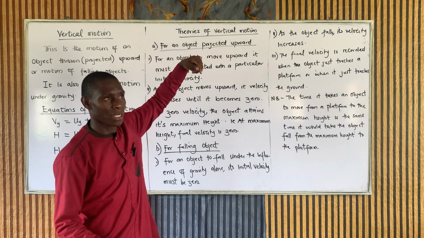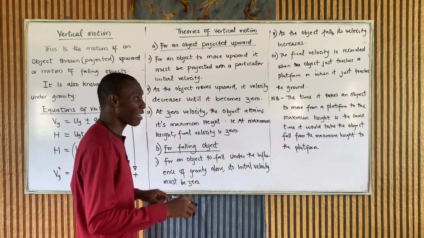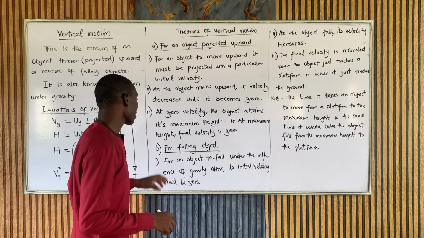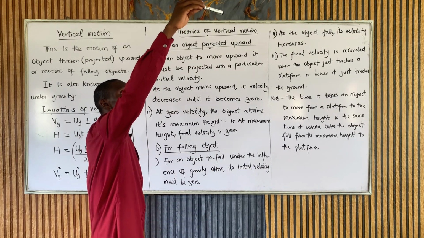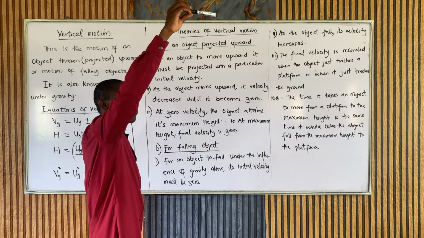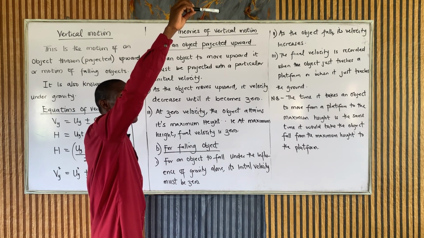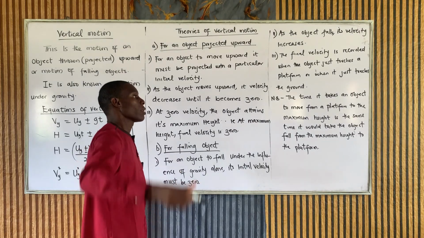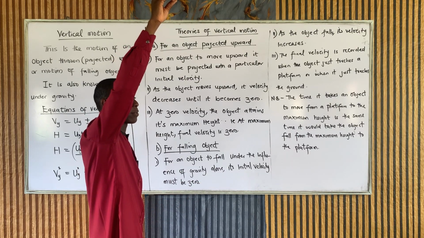What about when it is falling? For an object to fall under the influence of gravity, understand that the initial velocity must be 0. Let me illustrate this. Look at this marker. It's not moving. The velocity is 0. If I release this marker, I just remove my hand from it, obviously this marker will fall. So for an object to fall, its initial velocity must be 0.